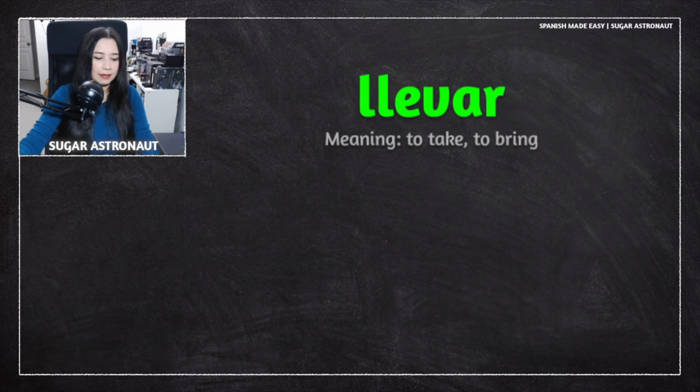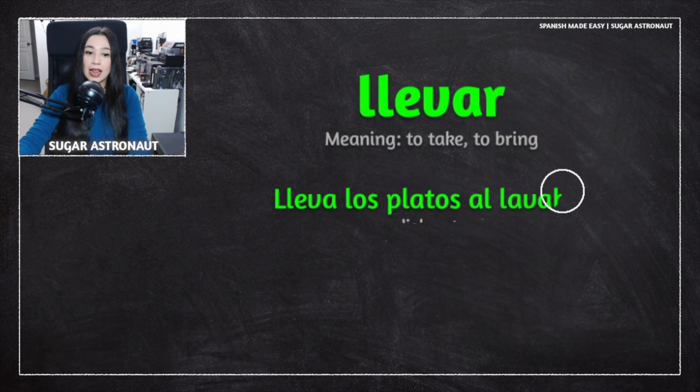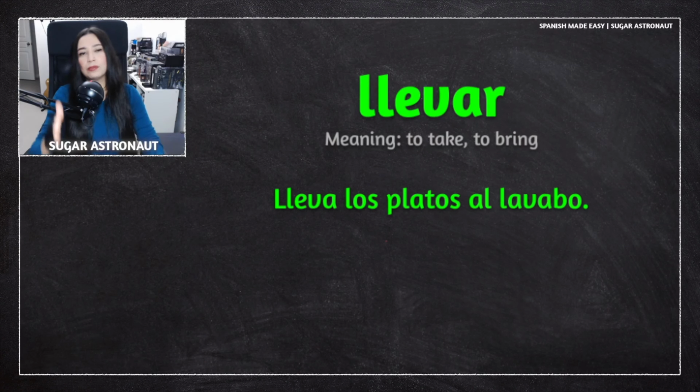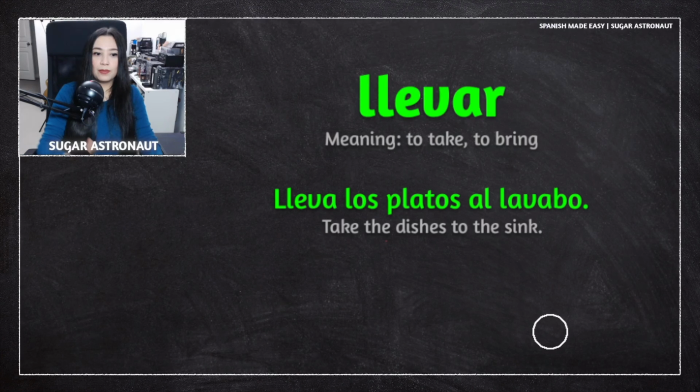So let's look at some examples using this verb. Very easy. It's not that complicated. The first example is: Lleva los platos al lavabo. What does this mean? This means, take the dishes to the sink. So that is a common meaning of llevar if you want to take something from one place to another.